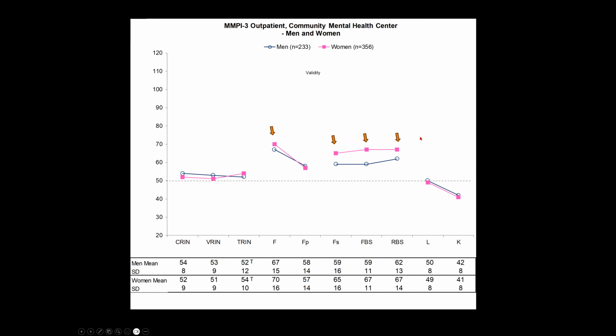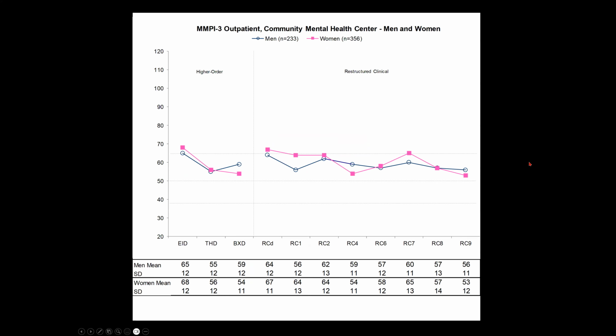And you can see here the women score a little bit higher than the men on FS, FBS, and RBS in the case of the outpatient community mental health sample.